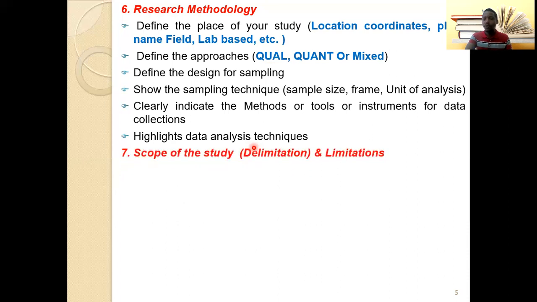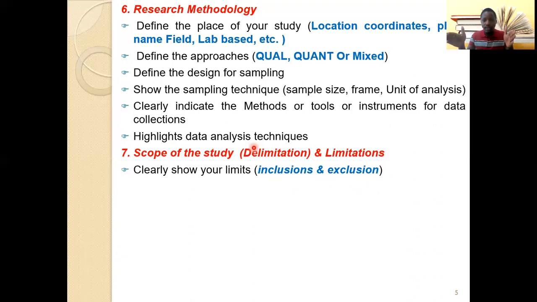Then after which, you will go to section number 7, which I call the scope of the study, or sometimes we call it delineation. The scope of the study tells us what you are going to include in your study and what you are not going to include, which is the concept of inclusion and exclusion. This is very important because you cannot do everything within a particular area of study. You need to be specific to a particular bound: I will be looking at this particular area, but I will limit myself to this particular site. And though this particular component is important in this study, I will not do it because of 1, 2, 3.